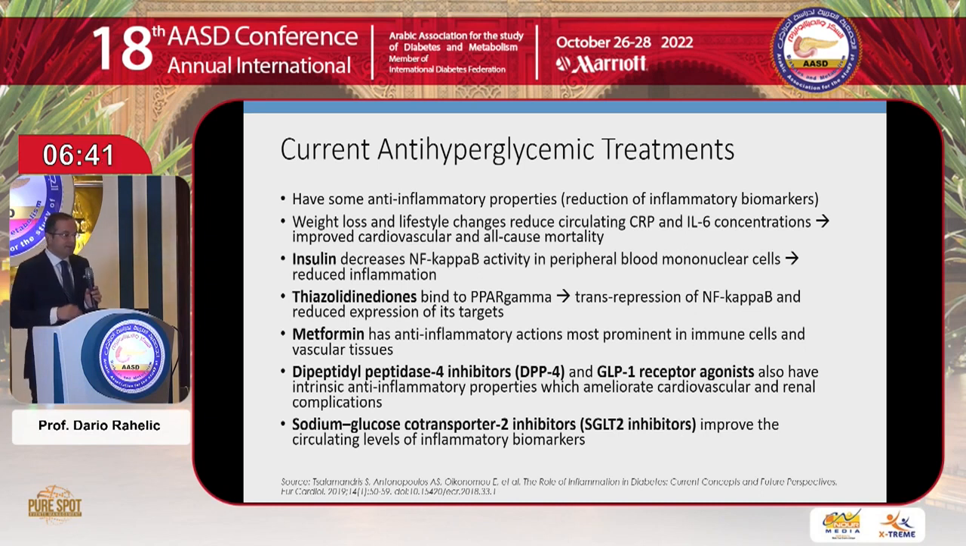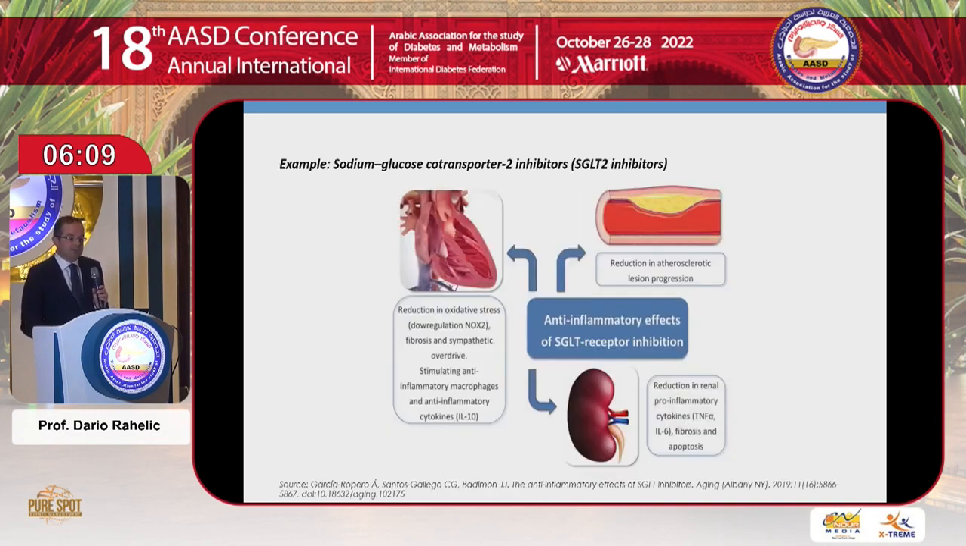On the other side, there are many different anti-hyperglycemic treatments which can also affect the level of inflammation. For example, insulin can decrease NF-kappa B activity in peripheral blood mononuclear cells, which can cause a lower grade of inflammation. This is just one example. I will not go into detail, but DPP-4 inhibitors, metformin as well, and glitazones can have a beneficial effect as anti-inflammatory drugs.